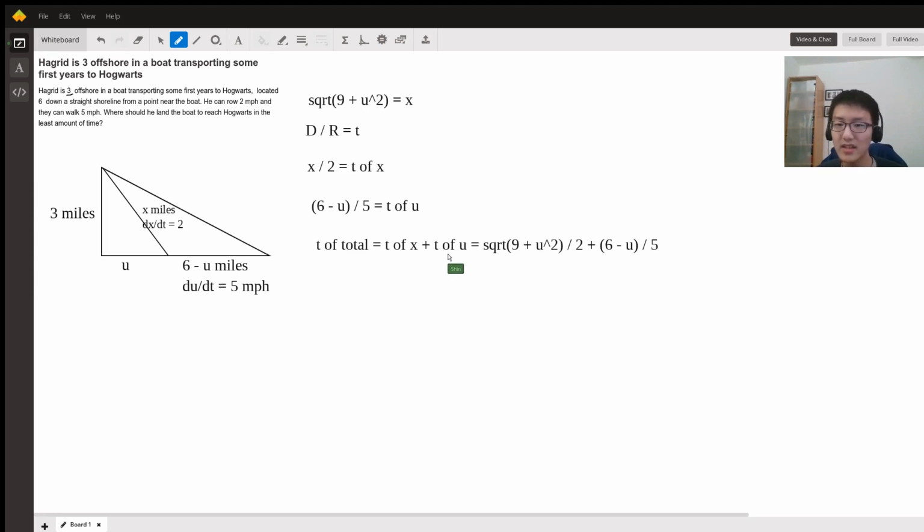All right, so this gives us the total time. Remember, if we take the derivative of this and find where the derivative is 0, we could find a minimum time, and then we could figure out the distance u and the distance x. All right, and I'll give you more description on that in the written responses.